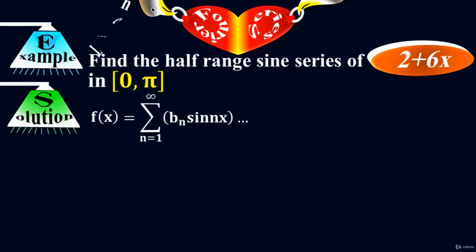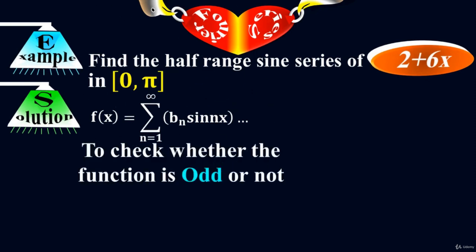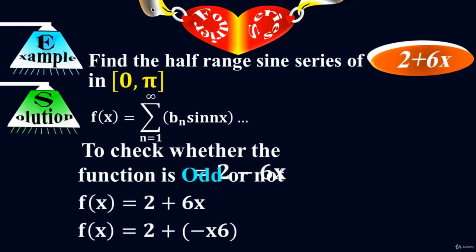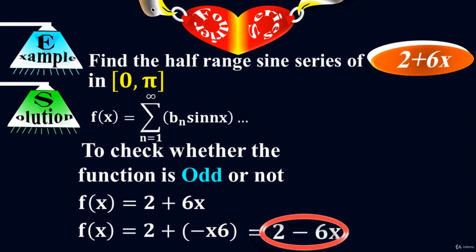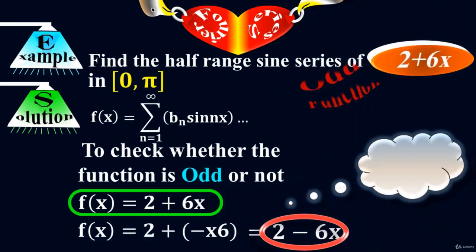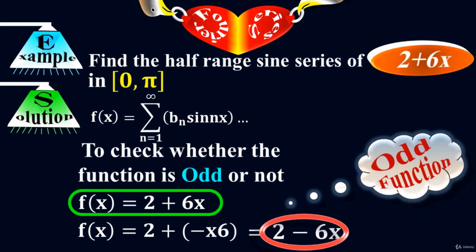Now I'm going to check whether the function f of x, which is 2 plus 6x, is an odd function or not. That is the first thing to do. Very simple, just multiply the variable x by minus, which equals 2 minus 6x. So this function is not my f of x, because my f of x is 2 plus 6x. Therefore 2 plus 6x is an odd function. Now it is confirmed that the function is an odd function, which means that we are on the right track to find the half-range sine series.